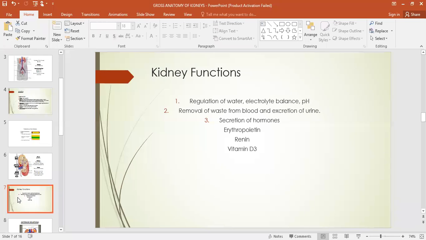Then what are the functions of the kidney? The kidney is a filtering factory of the body, which regulates water, electrolytes, balance, and pH, and removes the waste products of the body in the form of urine. The third one is the secretion of some hormones, such as erythropoietin, which takes part in the formation of blood, then renin and vitamin D3.